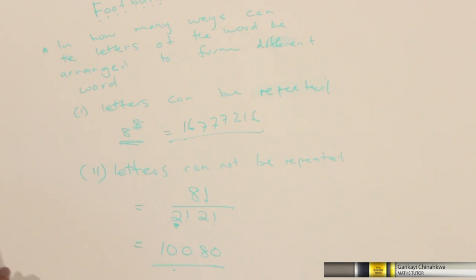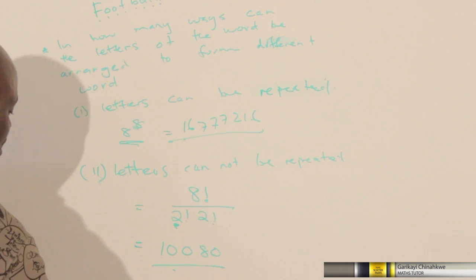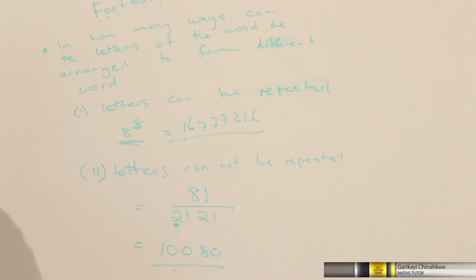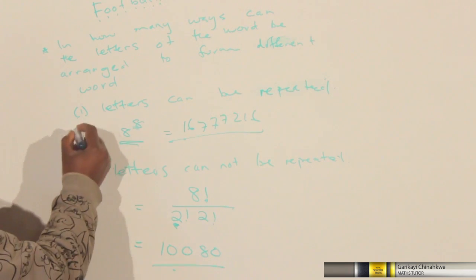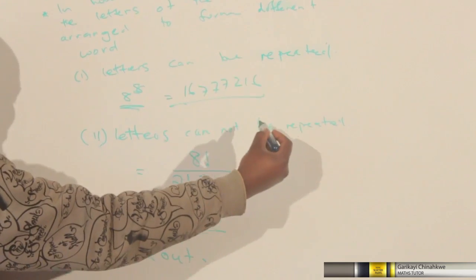Maybe, for example, let's just consider a word whereby there is no repetition. Let's consider the word game. Alright, let's start by one way letters can be repeated.